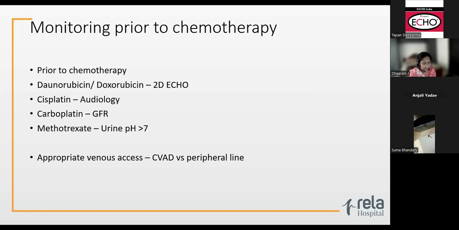Cisplatin can cause hearing disturbances, ototoxicity, so we have to check the audiology hearing assessment periodically. Carboplatin can cause nephrotoxicity, so we have to check the glomerular filtration rate with specific scans. Before starting the methotrexate, we have to ensure the urine pH is more than 7. So we give hydration with soda bicarb and potassium chloride, particularly to make the pH more than 7. We have to ensure that, and only then start the methotrexate.